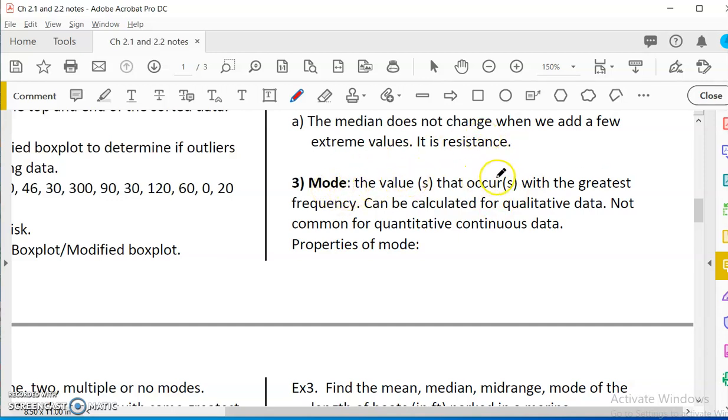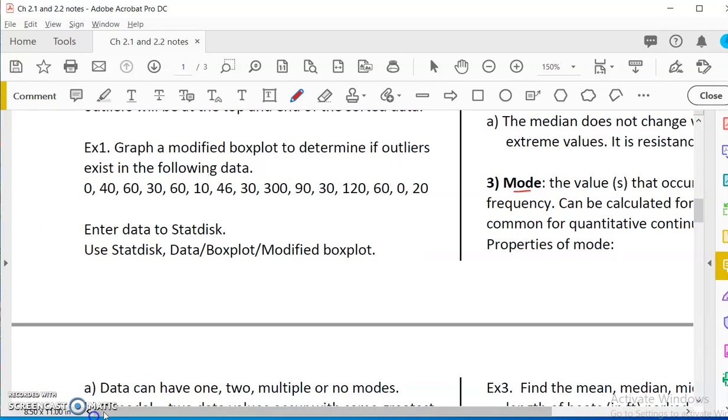The third is the mode. The mode is the one that occurs the most frequently. The interesting thing about the mode is you can actually calculate the mode even if it's categorical data. So sometimes we use 1, 2, 3, 4 to represent color or whatever response you want. 1 is yes, 2 is no, 3 is no comment. You can calculate the mode even for categorical data. Mean doesn't make sense, median doesn't make sense, but mode is just the most common one. So it tells you the category that occurs the most.